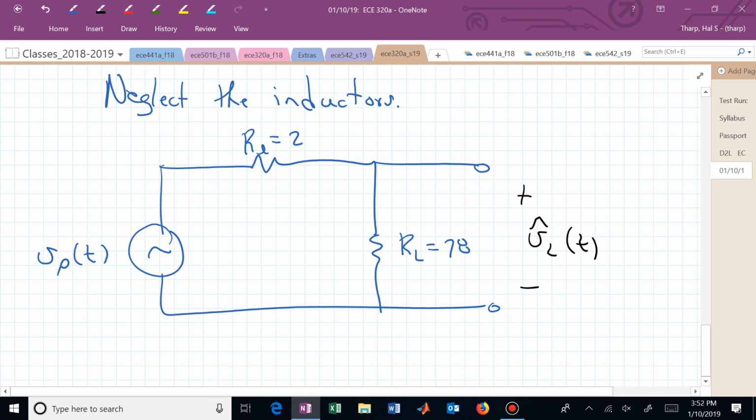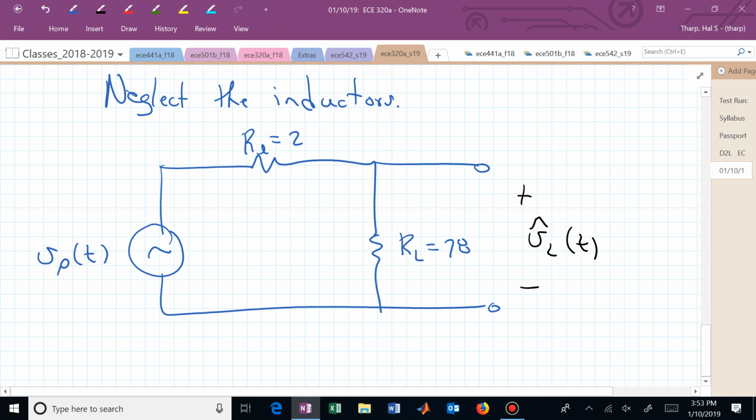Voltage divider. Now we're back in 220, aren't we? And especially if V sub S of t was some constant, but it's a sinusoid. If it's a sinusoid, what's V sub L hat going to look like? Sinusoid. We're not changing the shape. This is now just a direct division, a voltage divider of V sub S down to V sub L hat.